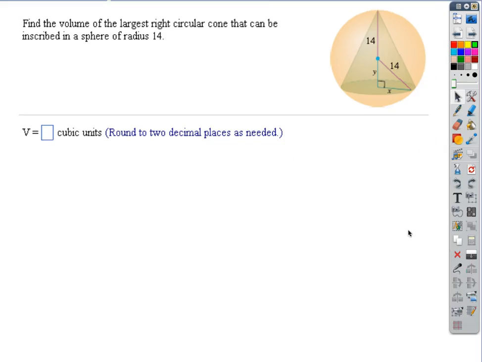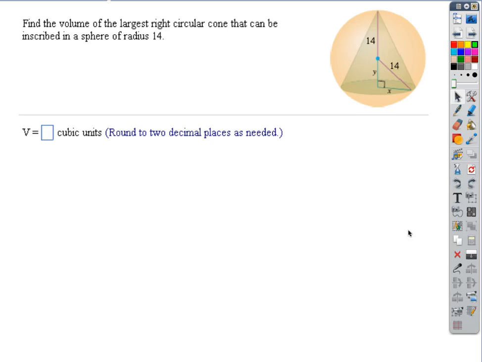Okay, find the volume of the largest right circular cone that can be inscribed in a sphere of radius 14. Okay, so it's three-dimensional. Here's our three-dimensional cone inside a sphere. Now, what they've done here, notice, is, they've drawn us a nice picture. It's fairly good, so that helps. That helps a lot, actually.